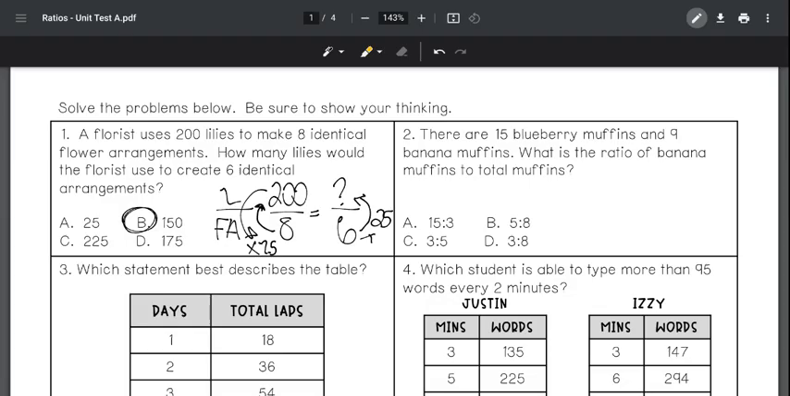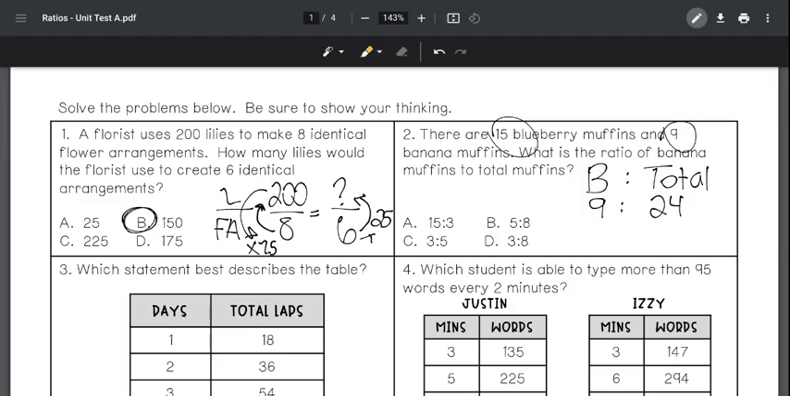Number 2, there are 15 blueberry muffins and 9 banana muffins. What is the ratio of banana muffins to total? Okay, well there were 9 banana muffins, it said. To figure out our total, we add our two numbers. 15 plus 9 gives us 24. And there's our ratio. And you're like, none of those match.